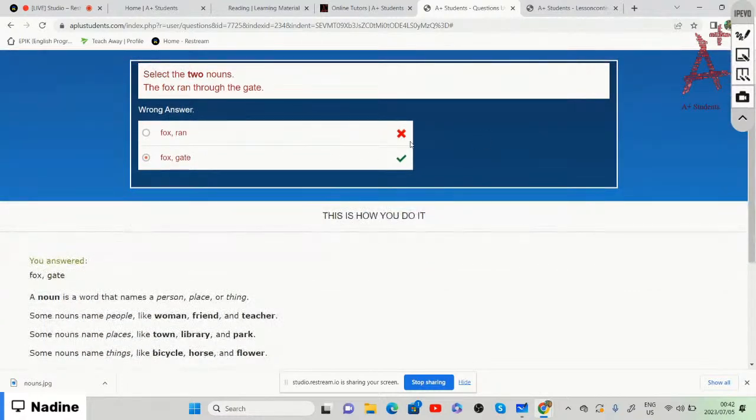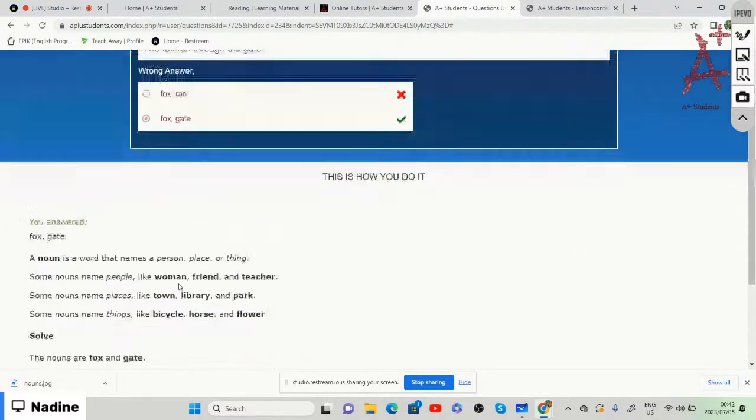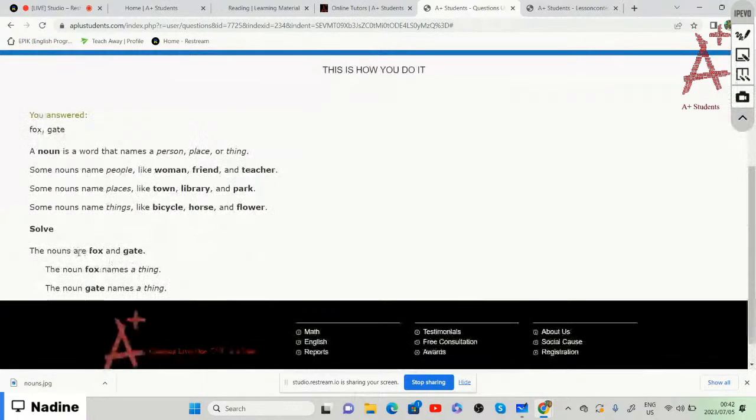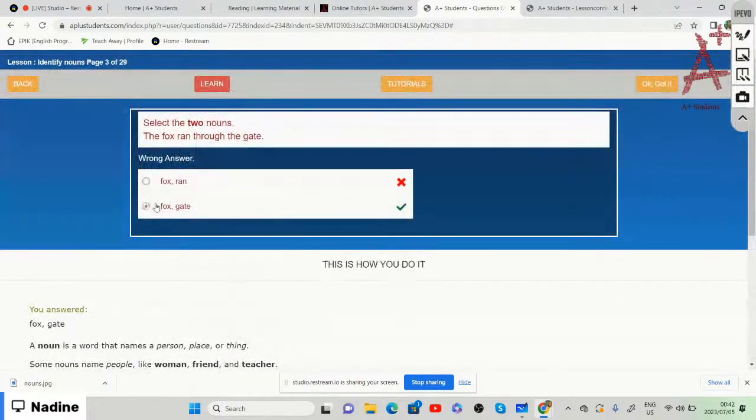However, remember if you choose any answer that is incorrect, it will take you back to the tutorial, which will give you a breakdown of what the correct answer is. So fox names a thing or animal, and gate names a thing, which means that option one was incorrect. Option two is then the correct answer.